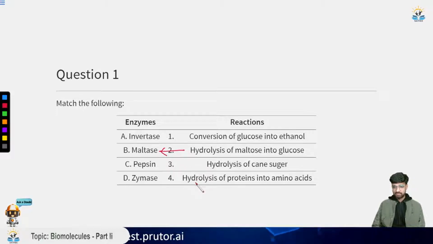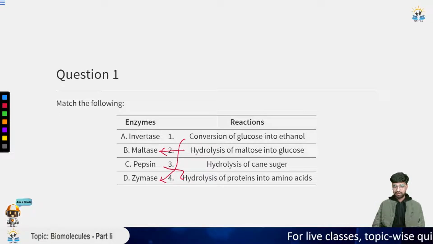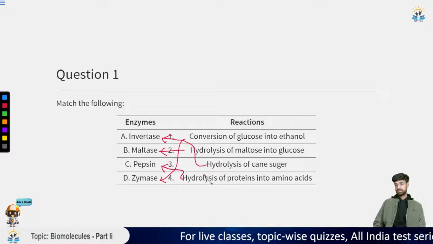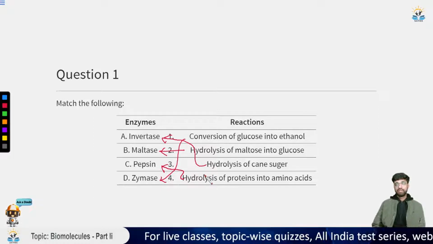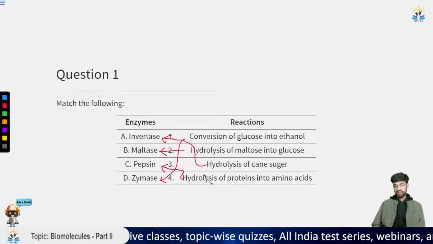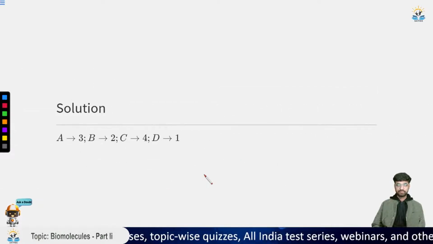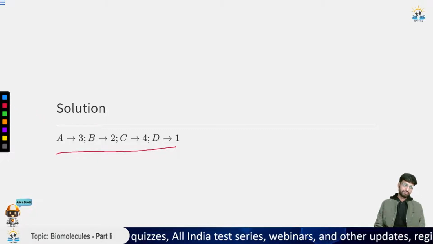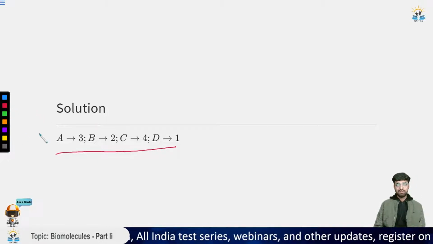Then we have zymase. What does zymase do? It is for ethanol. Hydrolysis of protein into amino acids is done by pepsin, and it is done by cane sugar. So it is a kind of learning thing, and you should remember it. So A goes with three, B goes with two, C with four, and D with one. So this is about the first question.